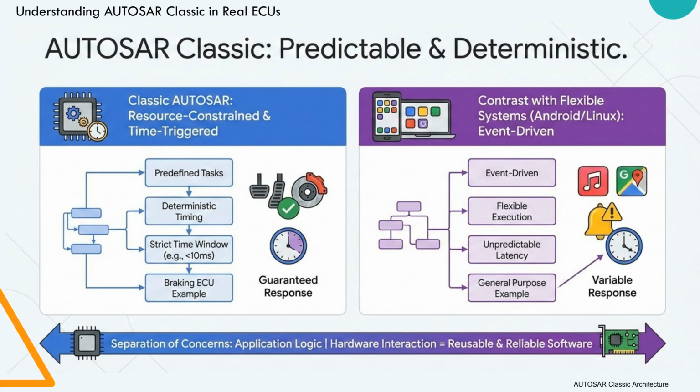In real vehicle scenarios, consider a braking ECU. When the driver presses the brake pedal, the system must respond within a strict time window. There is no room for delay or unpredictability. AUTOSAR ensures this by enforcing strict separation between application logic and hardware interaction. This allows OEMs to reuse the same braking logic across different hardware platforms without changing core algorithms, which significantly reduces development risk and improves system reliability.